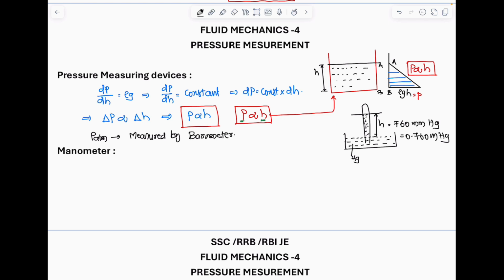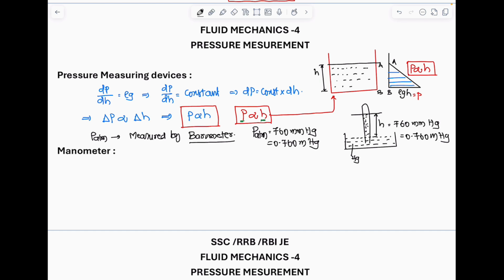And this 760 mm Hg is the atmospheric pressure. P atmosphere is equal to 760 mm Hg, that is equal to 0.760 meter Hg. This particular arrangement is called a barometer. The atmospheric pressure is measured by a barometer. For units of pressure, please refer to my lectures number 1, 2 and 3, where I have explained clearly about the units of pressure.